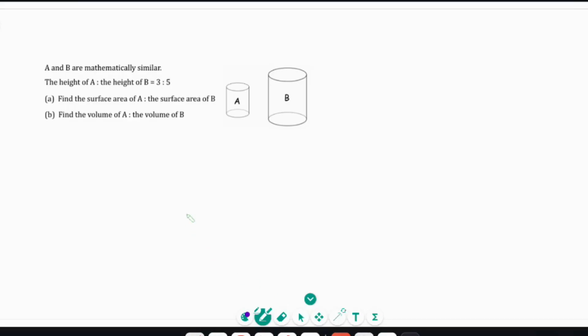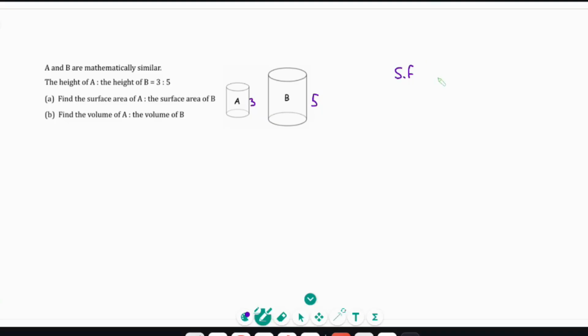A and B are mathematically similar. Height of A to the height of B is in the ratio 3 to 5. So for a length, let's say we had a length of 3 on A, it would be 5 on B. Find the surface area of A to the surface area of B and the volume of A to the volume of B. So we can use that 3 to 5 to get a scale factor for length, because heights are length.